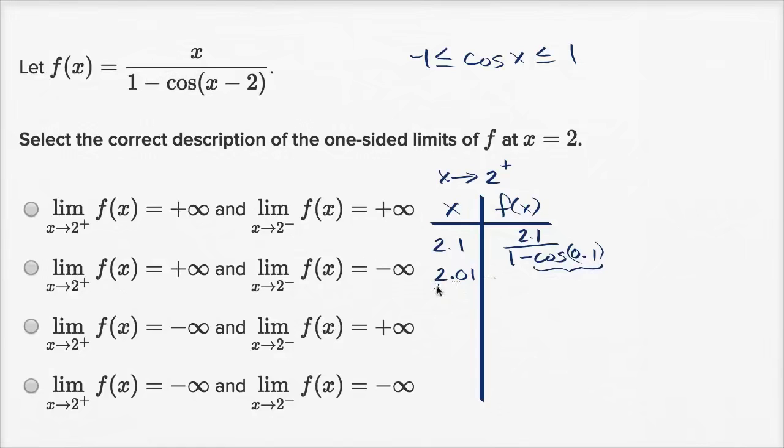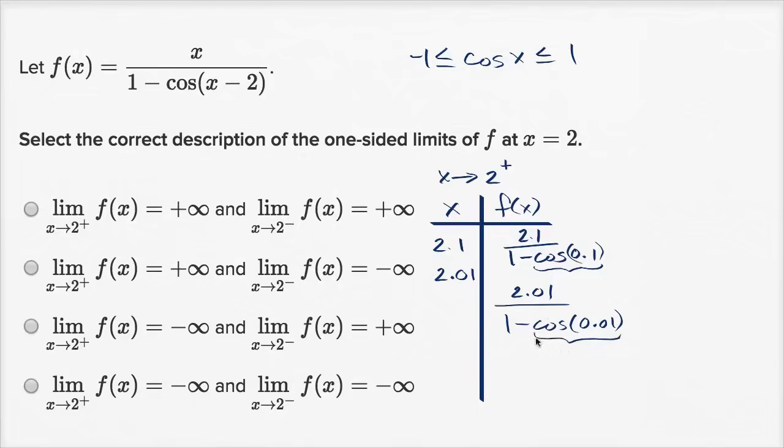And then you could say, all right, 2.01, well, that's going to be 2.01 over 1 minus cosine of 0.01. And this is going to be even closer to 1 without being 1. But it's going to be less than 1. No matter what, cosine of anything is going to be between -1 and 1, and it could even be including those things. But as we approach 2, this thing is going to approach 1, I guess you could say approach 1 from below. And so you can start to make some intuitions here.